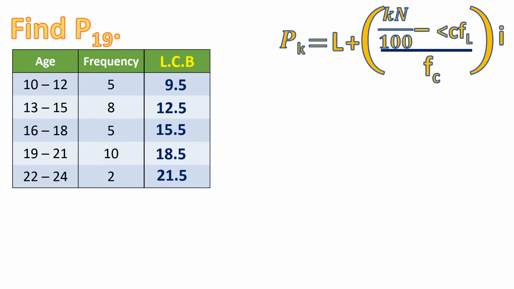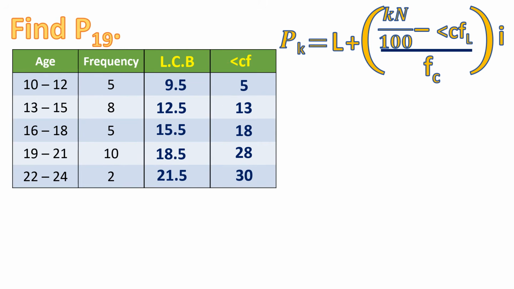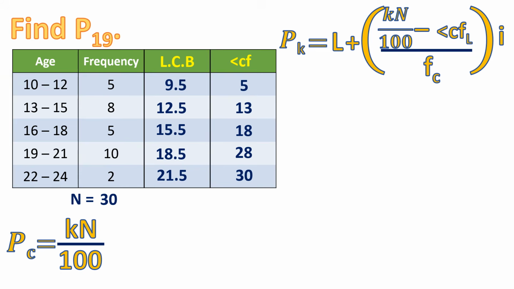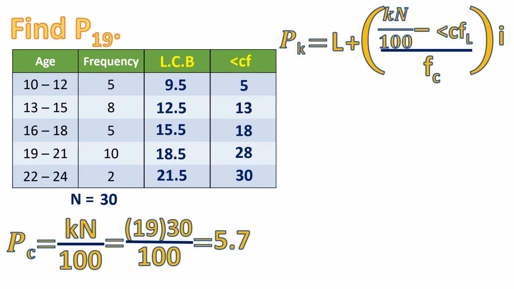And so let's have now the columns, lower class boundary, and the less than cumulative frequency. And then we're gonna find the percentile class, the row that we need to substitute in the formula. So this is equal to kn over 100 because it's percentile, and the total frequency is 30. K is 19 because it's the 19th percentile, times 30 divided by 100. So 19 times 30 divided by 100 will be 5.7.